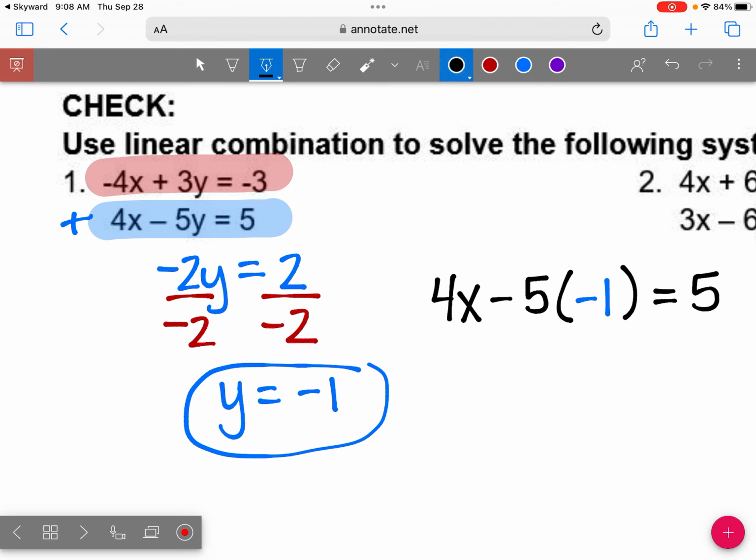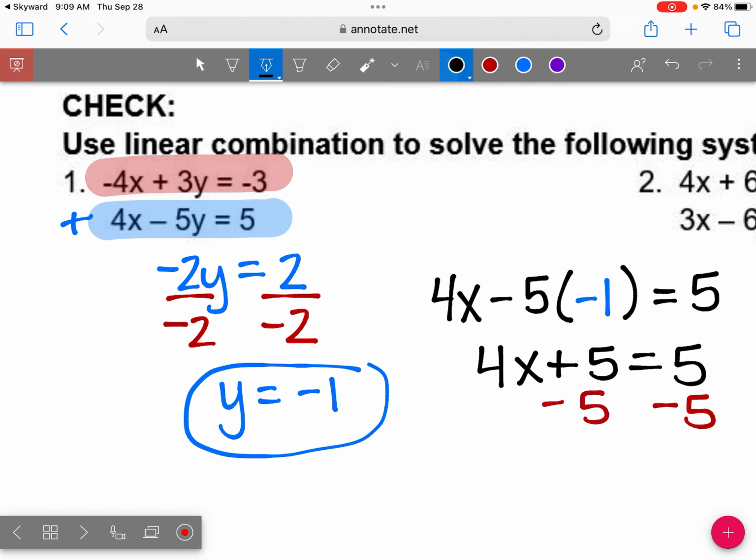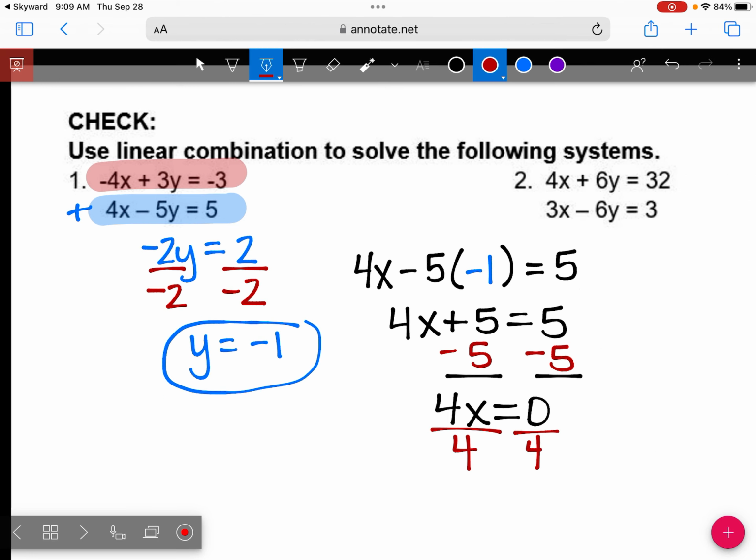-5 times -1 is +5. Go ahead and finish that out. Solve that for x. So we're going to subtract 5. And divide by 4. And you get x equals 0. So my solution would be 0, -1.